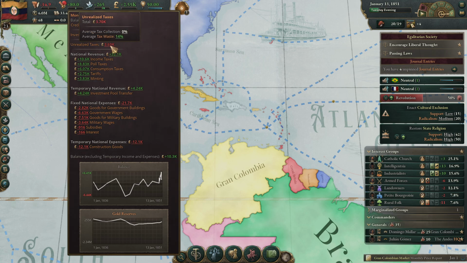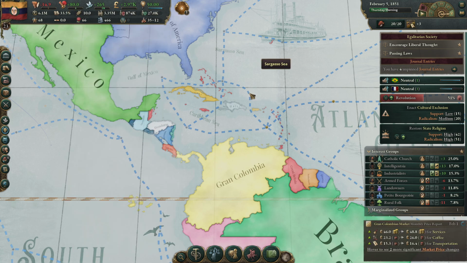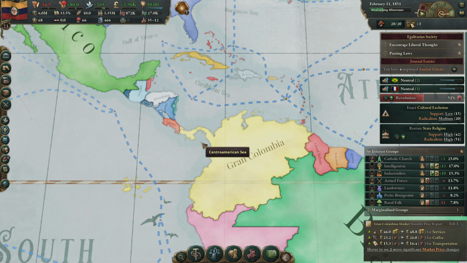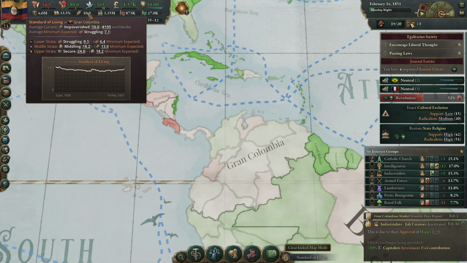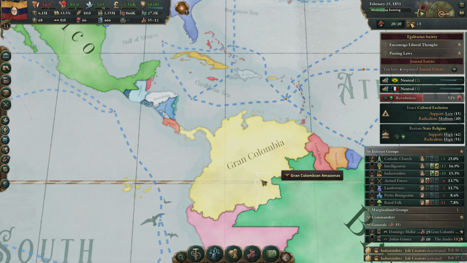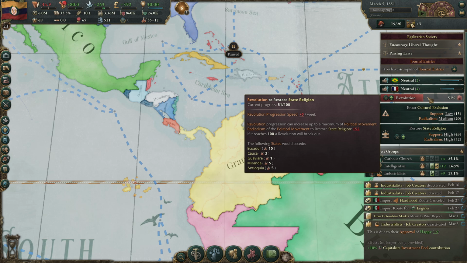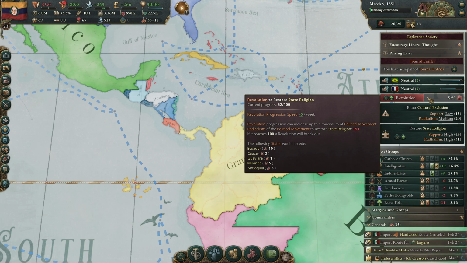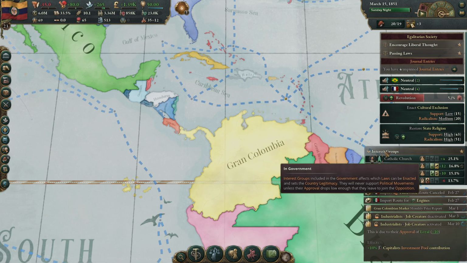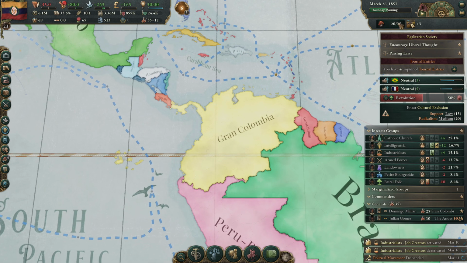Oh, what is happening with this? There we go. Well, I don't know when it's going away. Let's just lower the taxes a little bit. Let's get our standard of living up to where we were at the start of the game. Why is this not... oh, they want state religion now. I don't really want state religion. Keep that one out of play for now.